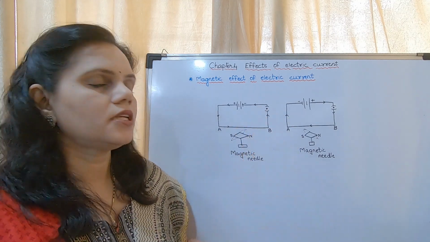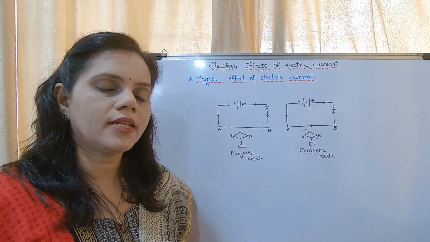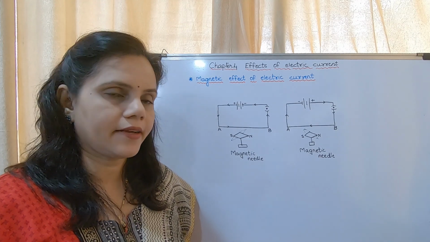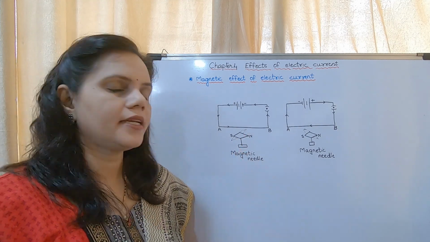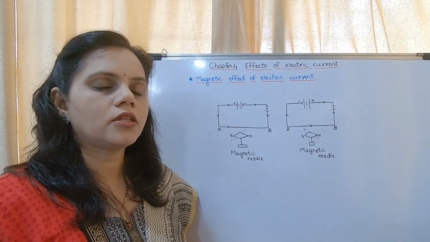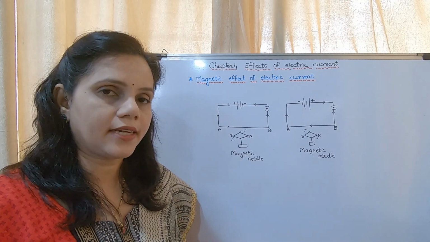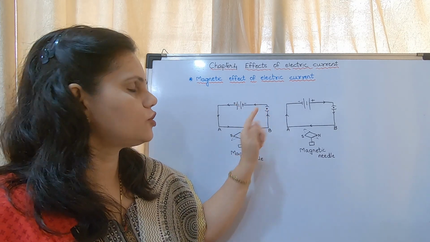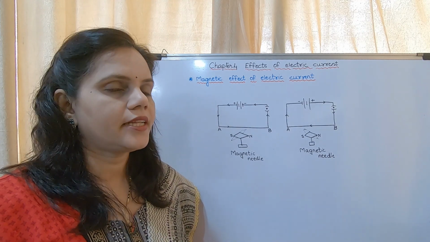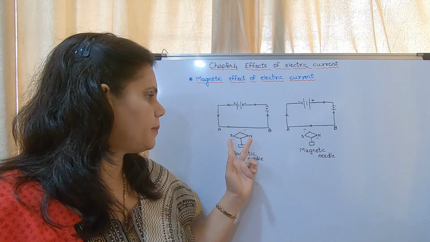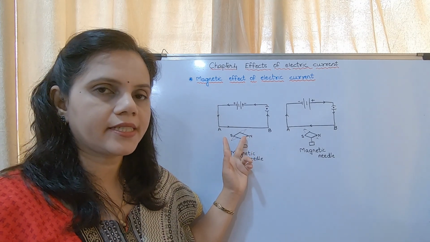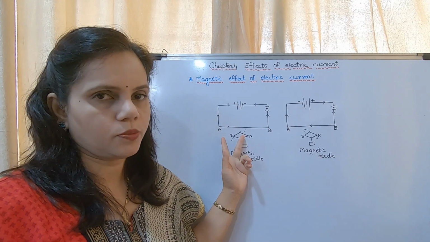The plug key is on. When the key is on, the current will flow from positive to negative, and there is a magnetic needle kept here. It is in the north-south direction when it is at rest, that means when there is no current flowing. When the plug is off, there is no current flowing, and the magnetic needle will come to rest in the north-south position.